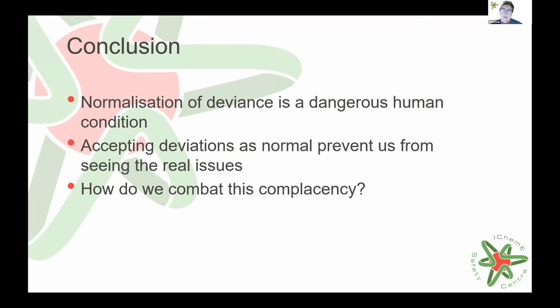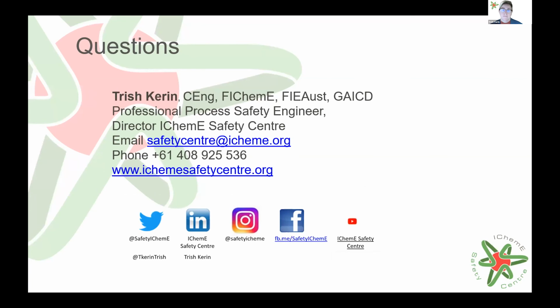So they're just some examples of normalization of deviance. It's a complex area, but we just need to make sure we focus on looking for the small changes when they occur, so they don't just become normal and what we do every day.